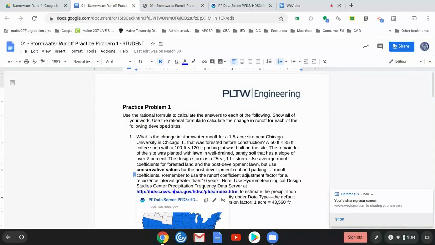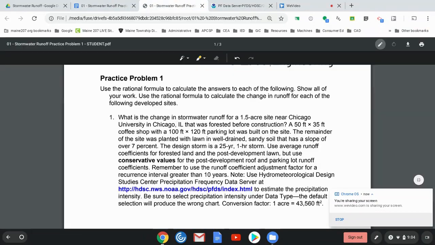All right, so we're going to be going over practice problem 1 for stormwater analysis. All right, so I have that problem right here. Going over it, we're going to use the rational formula to calculate the runoff for this proposed development.